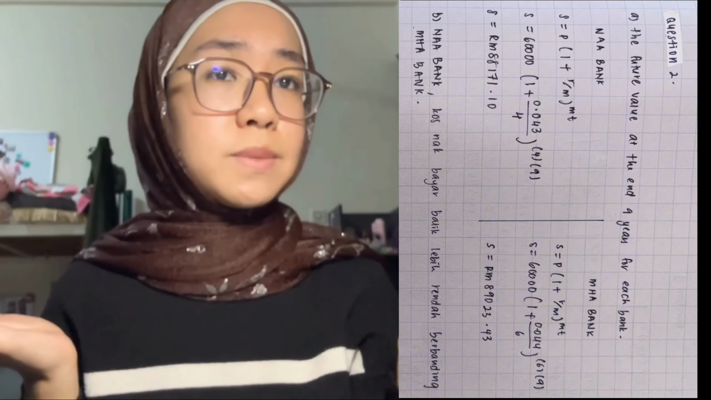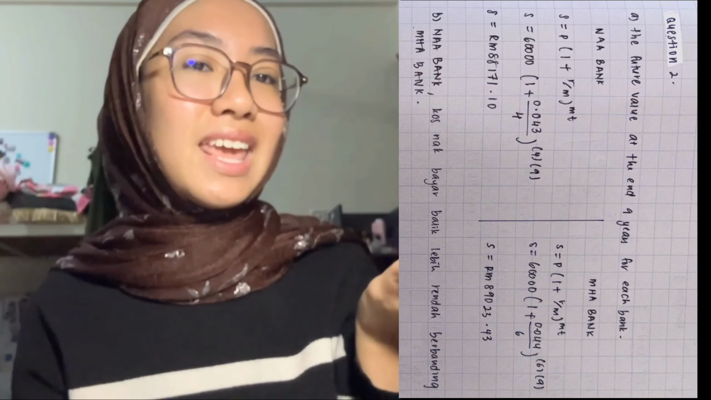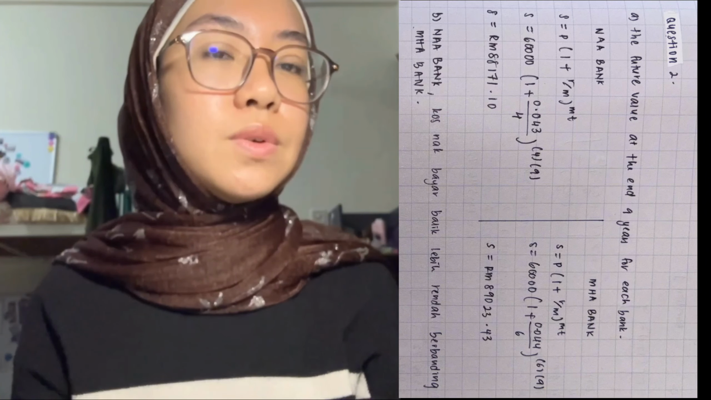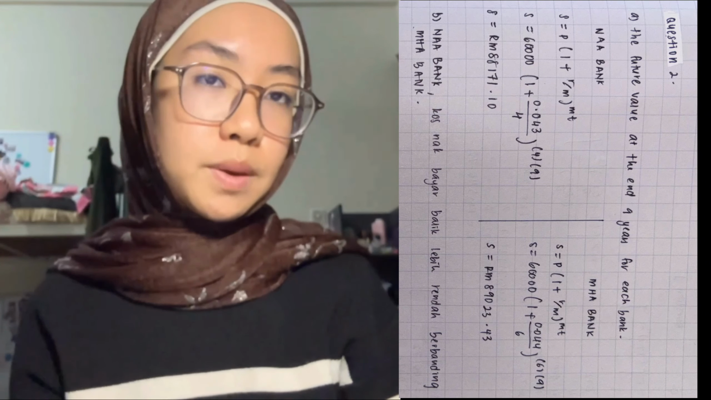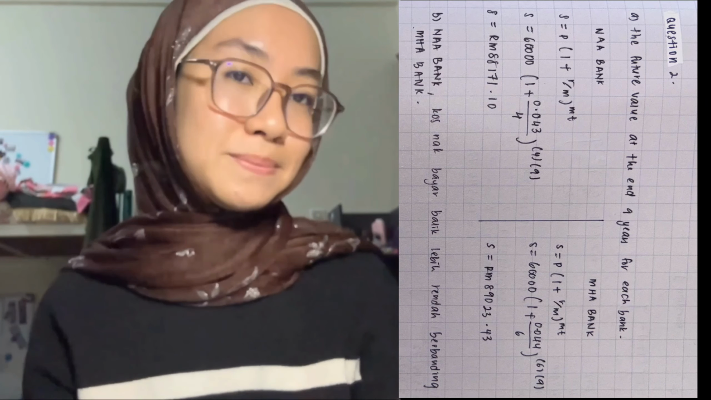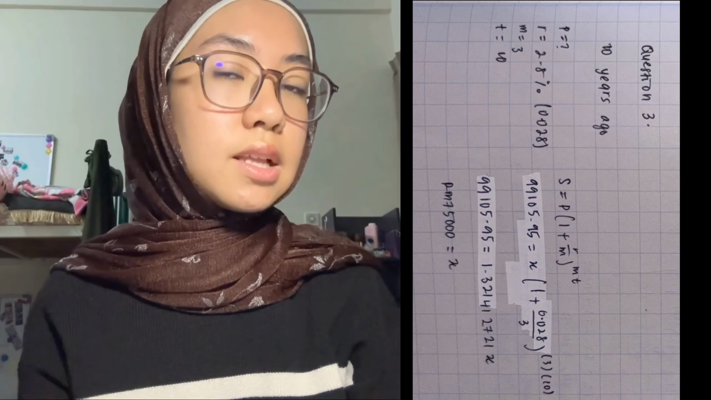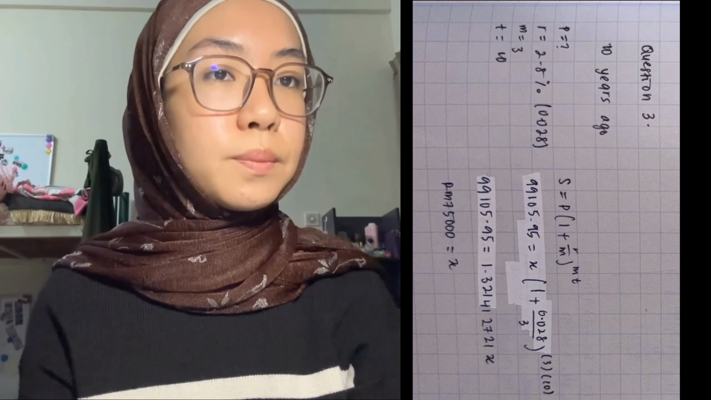So which bank should Fahmi choose? The answer is NAA Bank because the future value is much lower, which means he has to pay back less compared to MHA Bank. Next, for question 3, 10 years ago, money was invested at 2.8% interest compounded every 4 months.